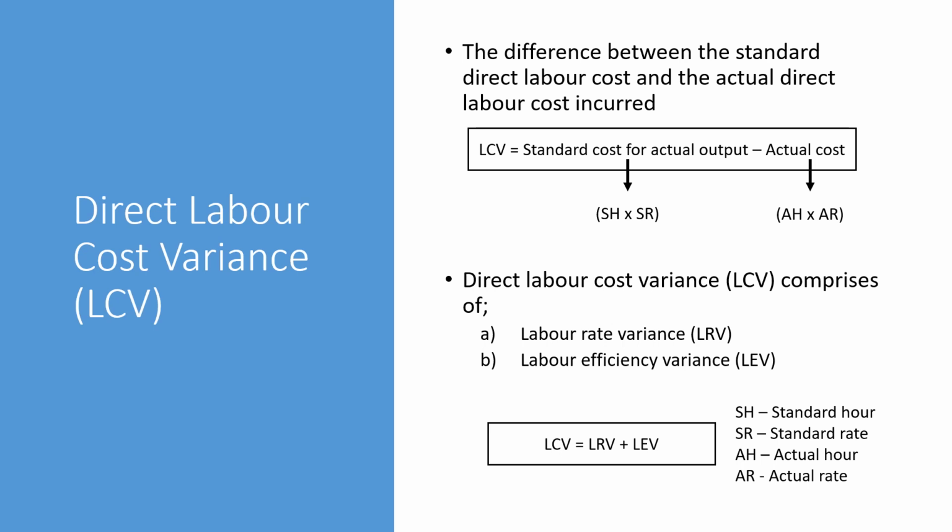So direct labor cost variance is actually comprised of the labor rate variance (LRV) and also the labor efficiency variance (LEV). So the equation is LCV equals LRV plus LEV, which is the direct labor cost variance equals labor rate variance plus labor efficiency variance.